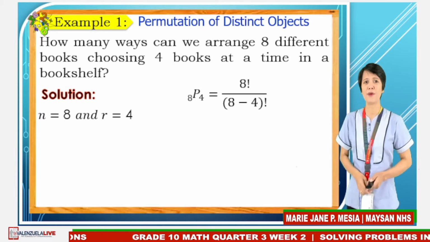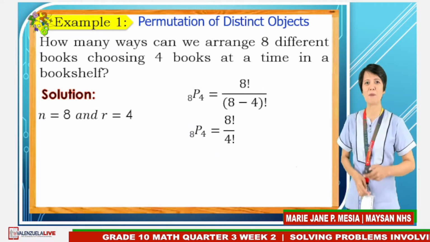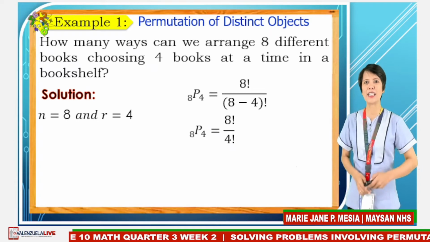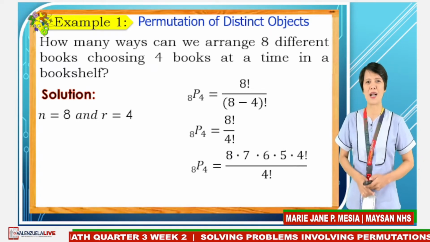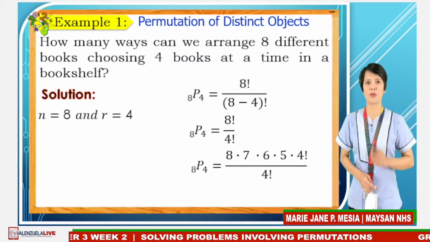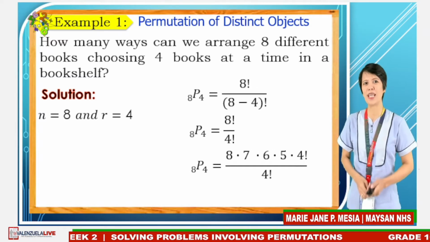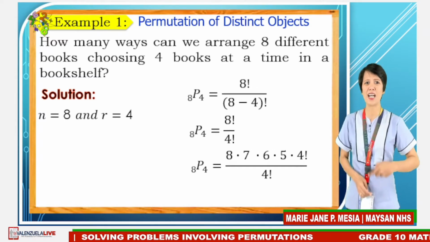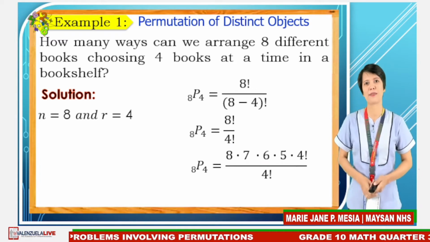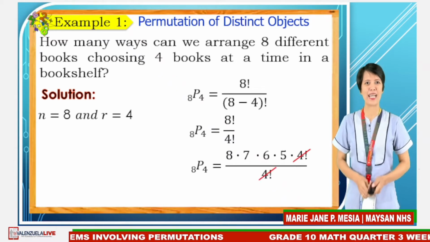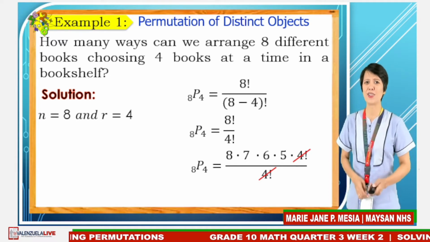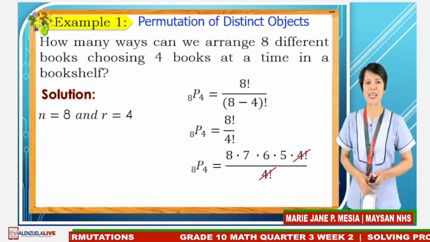Simplify the denominator. We have 8 permute 4 is equal to 8 factorial divided by 4 factorial. Expand the factorial notation in the numerator up to 4 factorial, since our denominator is also 4 factorial. Note, you may stop expanding the factorial notation up to the factorial notation that is the same in the denominator so that both can be cancelled out. Okay, now, cancel 4 factorial. So what is left is 8 times 7 times 6 times 5. And the answer is 1,680 ways.